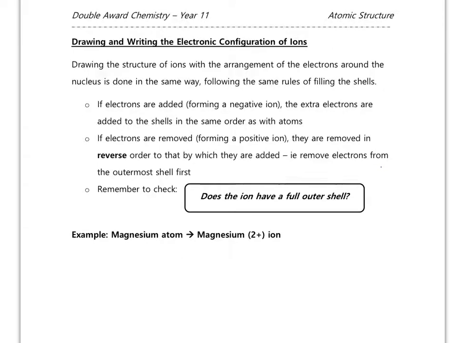If the electrons are added on, so if we're gaining electrons, the extra electrons are added into the outer shell in the same order as they would with the atoms. And if our electrons are being removed, in other words, if we're losing electrons, then they're removed in the reverse order. So in other words, we remove from the outer shell first. And then at the end, remember to check, does your ion have a full outer shell?